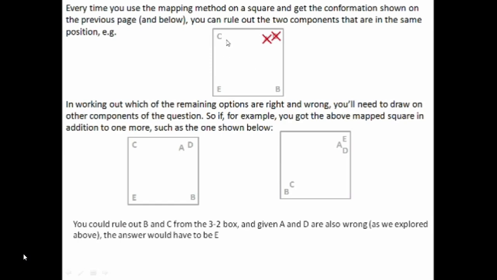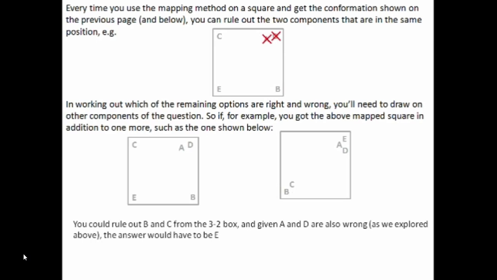In terms of how to then cut down further options from there, you'll need to draw on another component of the question. So for instance, if you then had this box added to the one we had up here, if you found another component and did the mapping method and came up with this, then you could see that the 3-2 rule could be used with this one, and that would show that neither C or B could be the middle, because they'd be the second and fourth pictures. So you can rule out C and B.